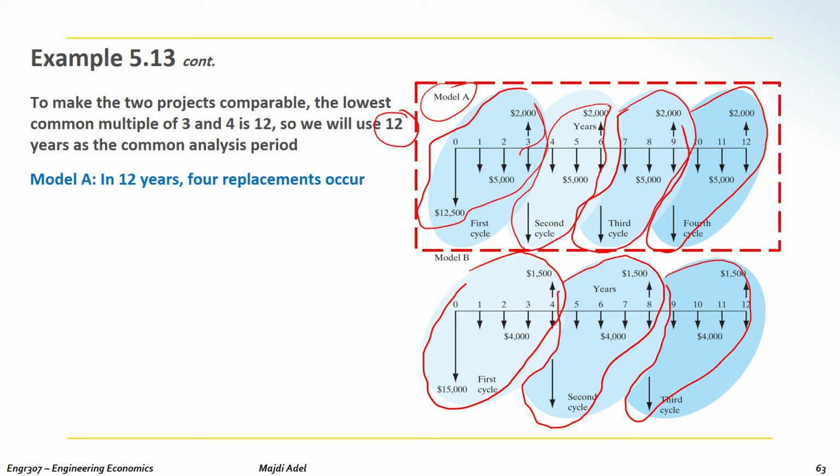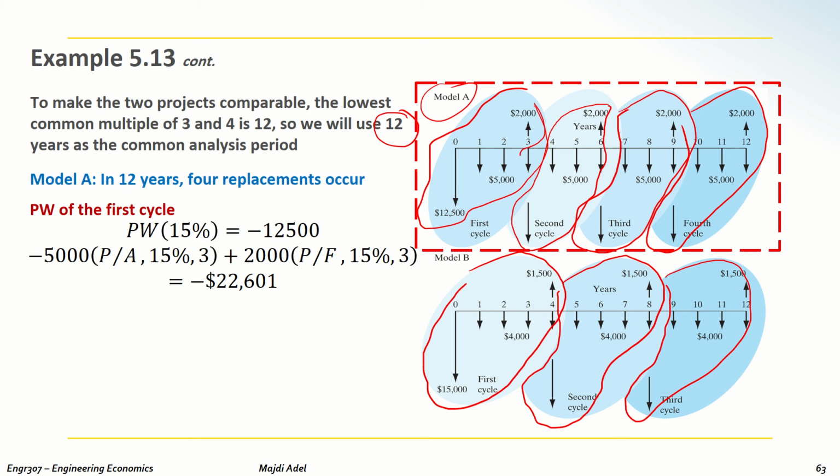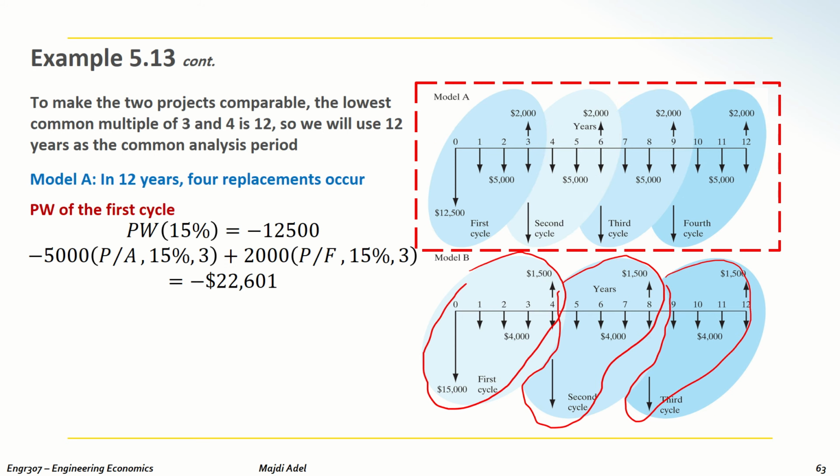I need to find the present worth for model A over 12 years and for model B over 12 years, and I can compare between them. For model A for 12 years, there's no need to find the present value over the whole 12 years. We need just to find the present value of model A for the first cycle, or for one cycle, because the cycle is the same. Okay, I need to find its present value for one cycle.